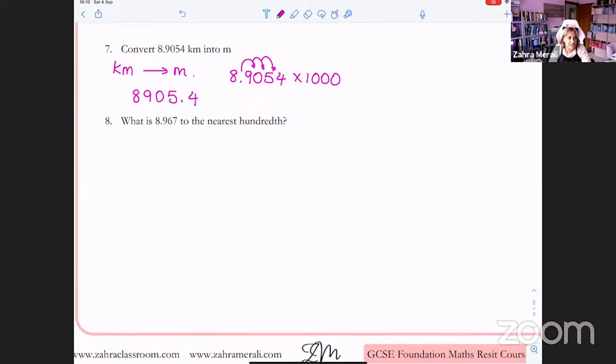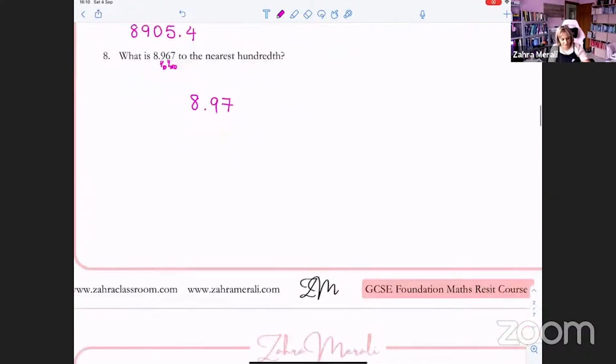And we've got what is 8.967 to the nearest 100th. So again, remember, we've got tens, units, a decimal place. These are tenths. These are hundredths. So the 100th bit, if you like, everything after that, you've got 67. So if you round that, closest to 70. So you get 8.97, and that's to the nearest 100th.